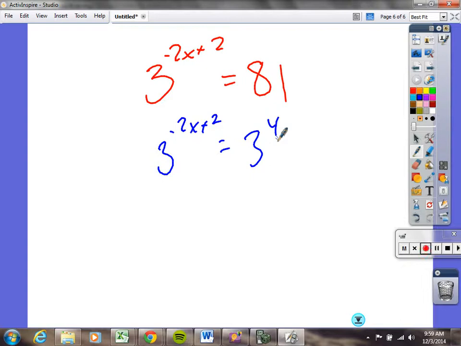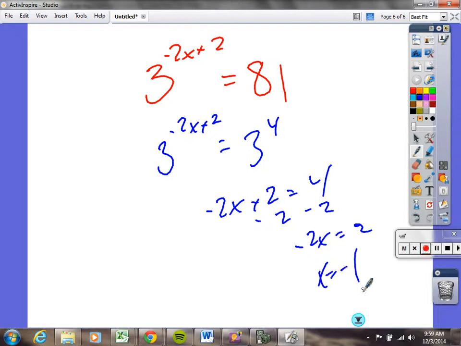They're in the same base, so what do we do? Just do the top. So we set them: 2x plus 2 equals 4. So we subtract 2, negative 2x equals 2, x equals negative 1. Can we check it if we wanted to? Sure. Negative 2 times negative 1 is 2, plus 2 is 4. 3 to the 4th is 3 to the 4th. So that's why I wanted to stop all that.